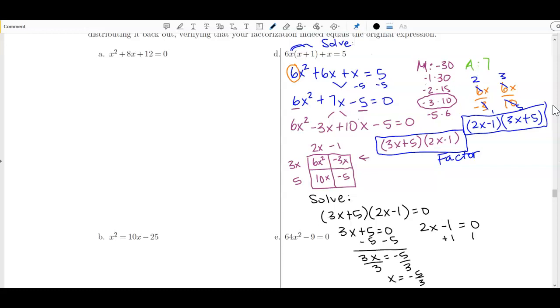All right, and then same thing over here. Let's add 1 over, and then we'll divide by 2. So x is 1/2. So those would be the two answers that we get. And remember, what we just found are our x-intercepts. Or we also call them zeros in math.